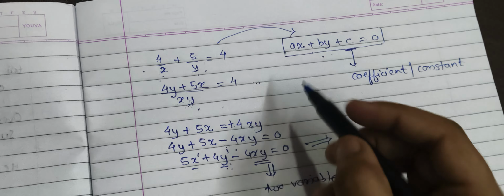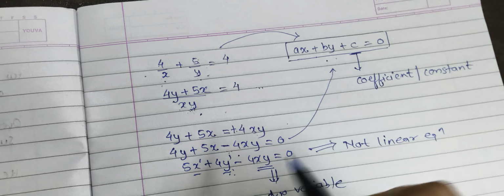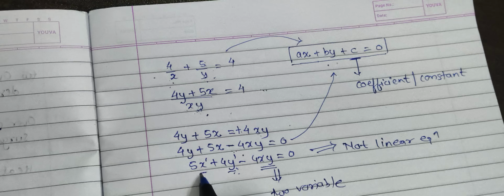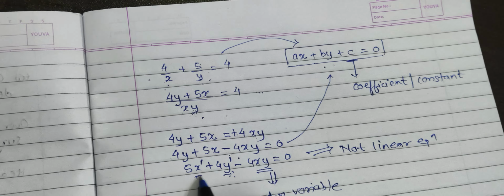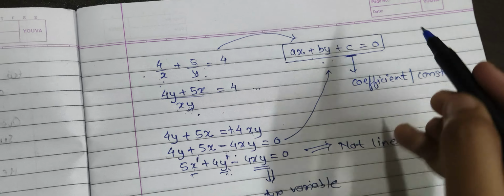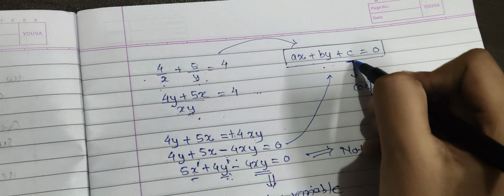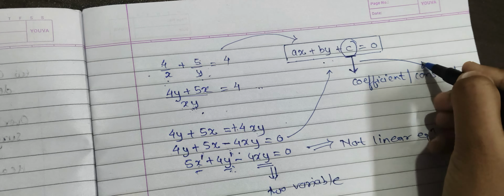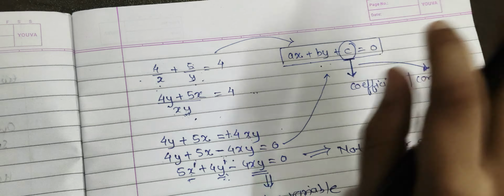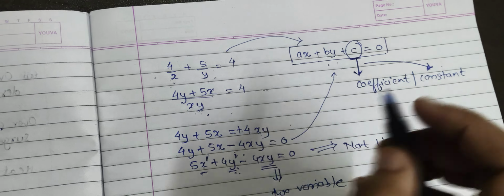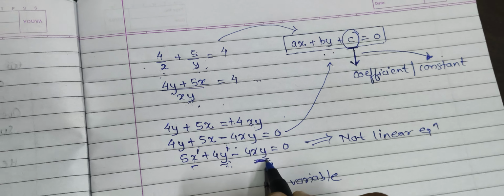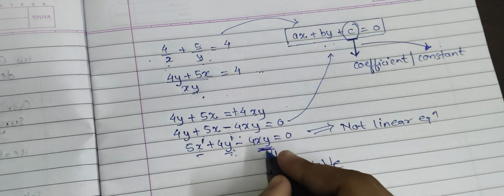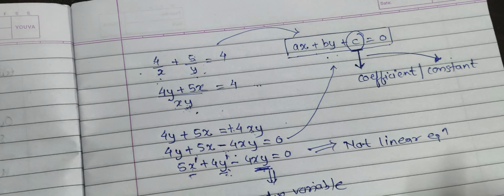Now we are comparing this equation with the generalized equation. We have two variables, x and y. Also we have the degree of each variable 1. But while comparing with the generalized equation, over here the c term is the constant term. It should not have any variables. But in our equation there are two variables x and y which are multiplied with each other. That's why this equation is not a linear equation.